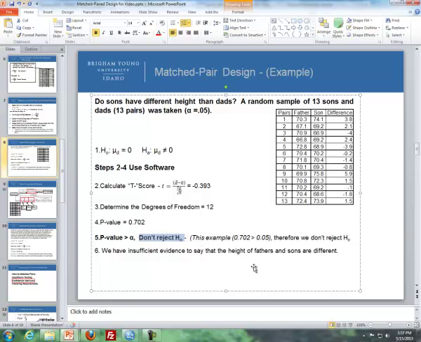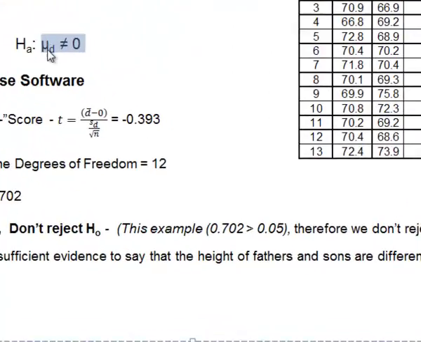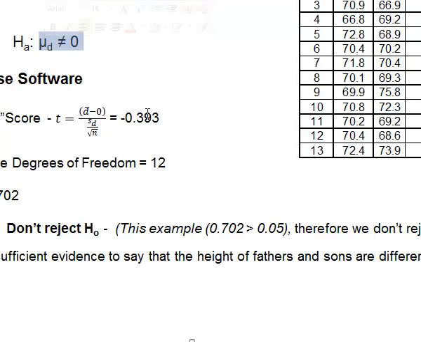So we have insufficient evidence to say that the heights of the fathers and sons are different. So we state the alternative, but since we didn't reject the null, we have insufficient evidence for the alternative, to say that the mean of the differences is not equal to 0, or that the heights, in this case specifically the heights of the fathers and sons, are different.